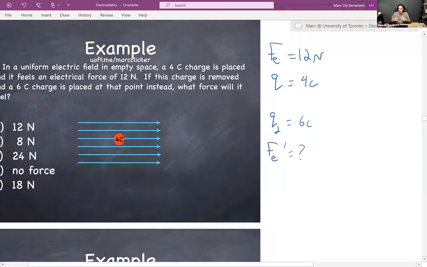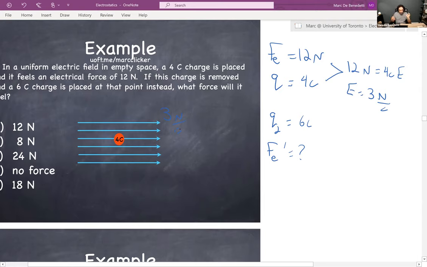The electric field is the thing that is there independent of the specific charge we're talking about, right? So for instance, the electric field is responsible for causing the 12 newtons of electric force. If we know we have 12 newtons of electric force and 4 coulombs of charge, how strong does the electric field have to be to produce 12 newtons of force for 4 coulombs of charge? Simply, that's going to be 3. And what are the units? By dividing, you can see it's newtons per coulomb. So the electric field is 3 newtons per coulomb.